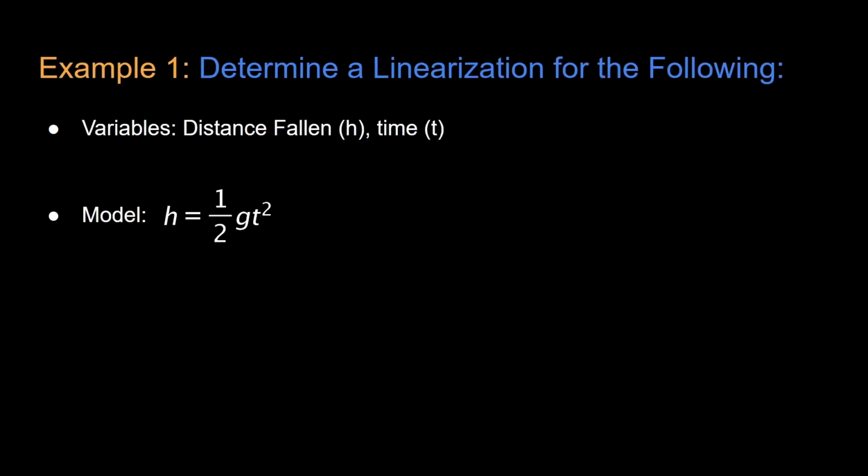So let's look at some simple examples. Let's say you're given the distance an object has fallen, h, and the time it's been falling, t. Here's our model: h equals 1/2 g t squared. So this is definitely not linear because t is squared. So here's a possible solution.